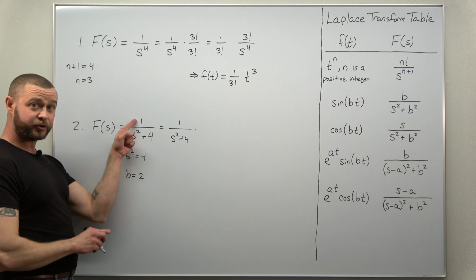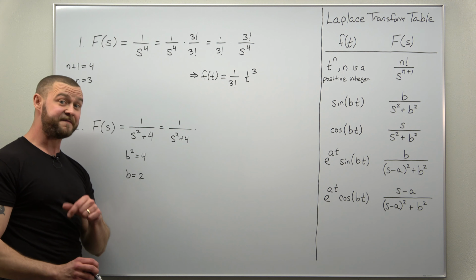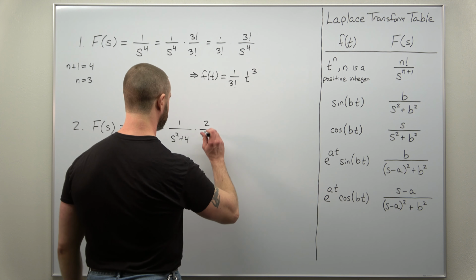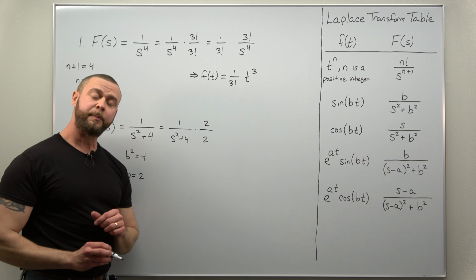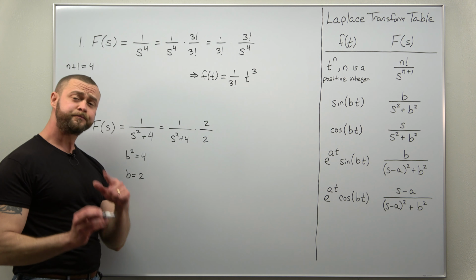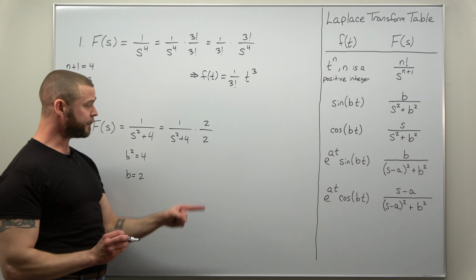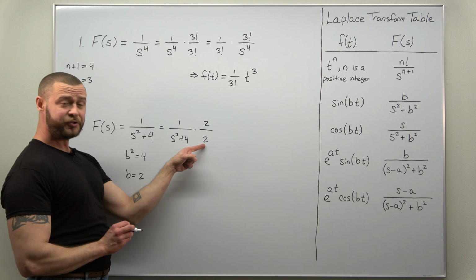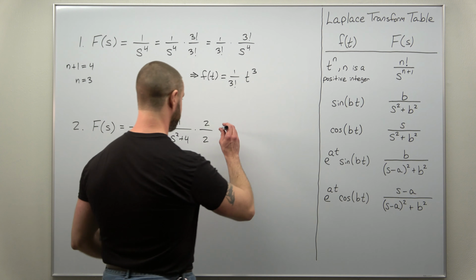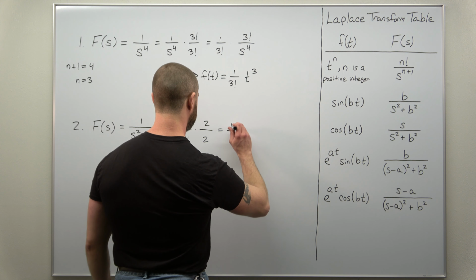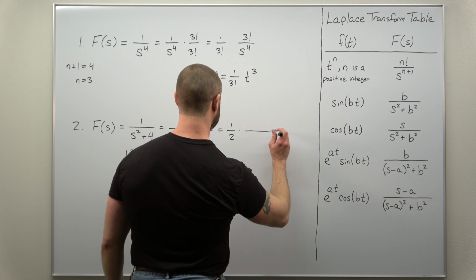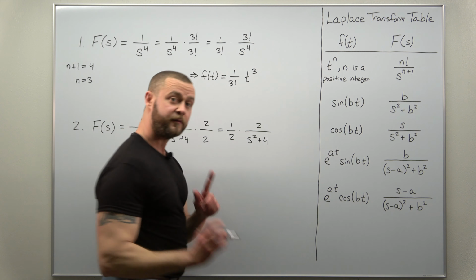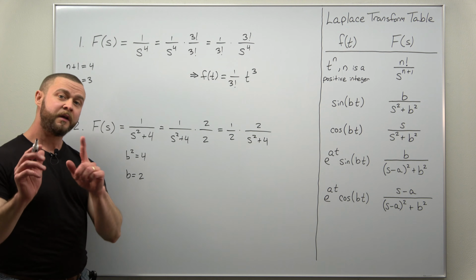We're missing a factor of 2. In other words, we're missing a factor of b. So we're going to multiply and divide by that. Multiply and divide by 2. And same thing as the first problem. We want this 2 moved into the numerator. The 2 in the denominator, you can just pull that out front. And you can write this as 1/2 times 2 divided by s squared plus 4.